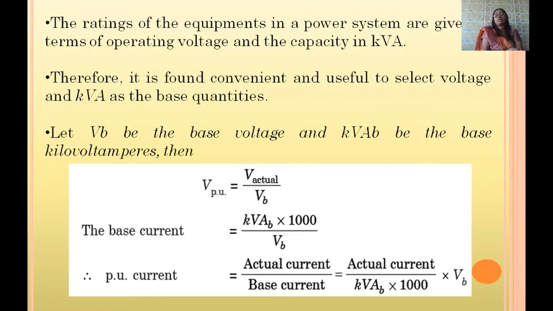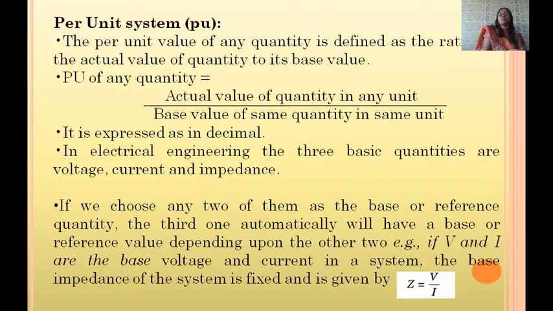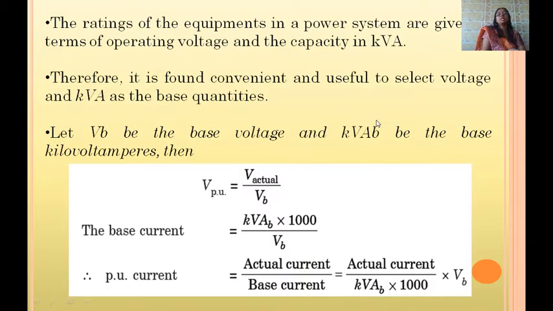Let VB be the base voltage and kVA base be the base kilovolt ampere. Then voltage per unit can be found by V actual upon V base. Actual value upon base value, as this formula tells: the actual value of the quantity in any unit upon the base value of the same quantity in the same unit.